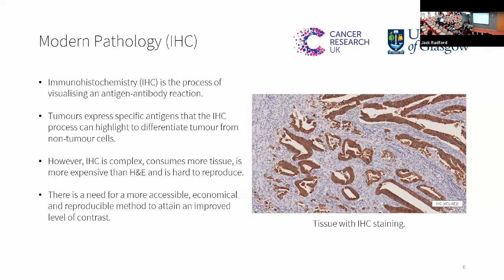So that's what I want to talk about. There's obviously solutions to this in modern pathology, and one of these is immunohistochemistry. That's the process of visualizing an antigen-antibody reaction. What that means is every tumor can express a specific antigen that you can design an antibody to target and attach a chromogen which colours that antibody so that it kind of lights up the tumor tissue.